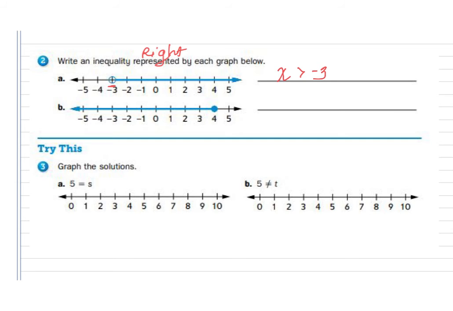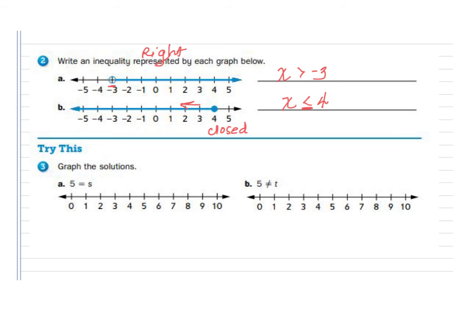For part B, X is going to be, it looks like it's going to the left or less than, and it starts at 4. But this one does have a closed circle. And when you have a closed circle, it means include the 4 also, because it's also equal to 4.